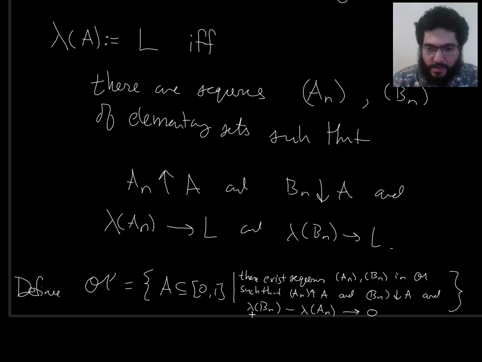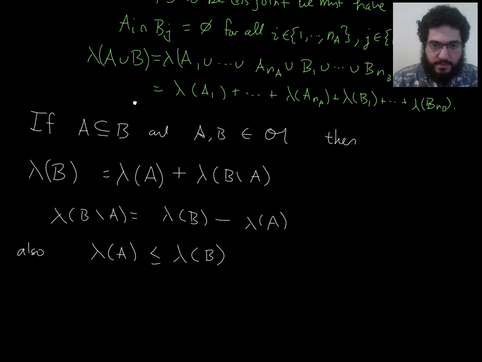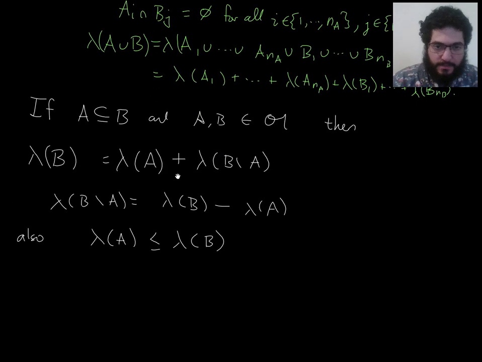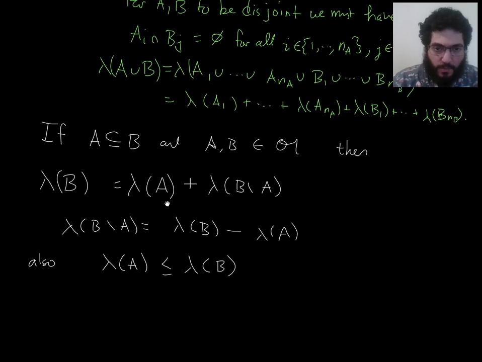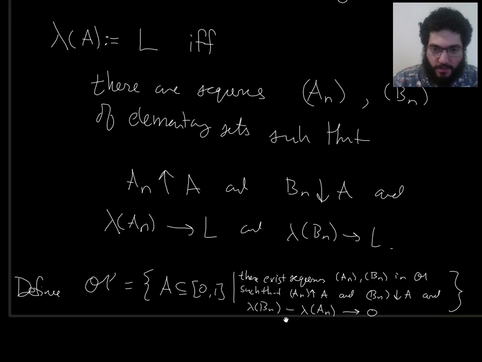And actually another way of writing this, since we noted in the previous video, I think, that when one set is inside another, like if A is inside B, then lambda of B with A deleted, lambda of B complement A, is lambda of B minus lambda of A. This lets us view this difference, lambda of bn minus lambda of an, since an is a subset of bn, as lambda of bn with an deleted. We can view it this way.